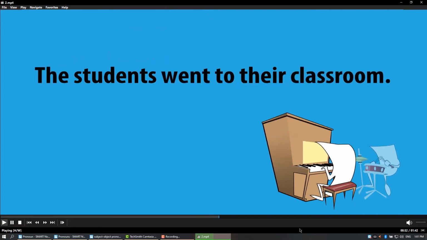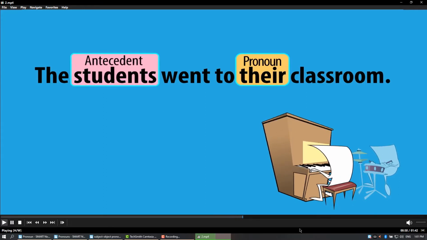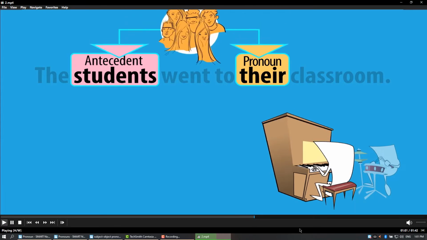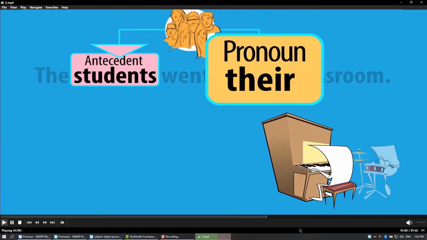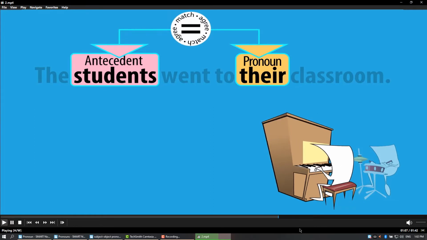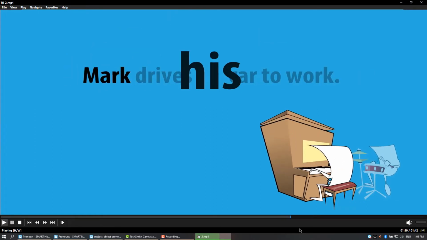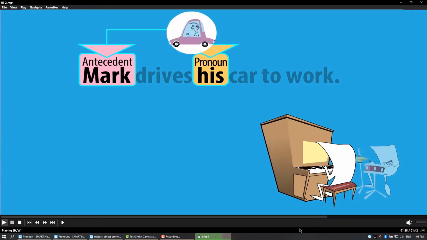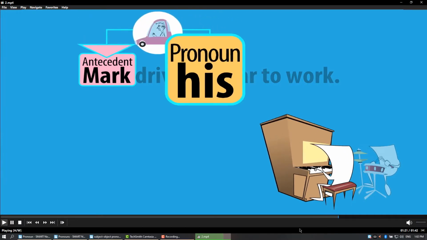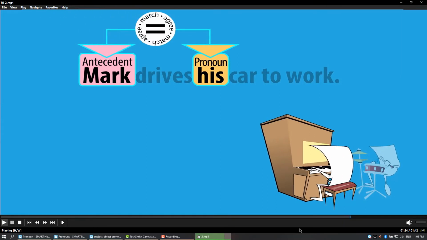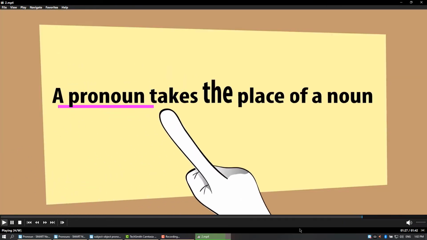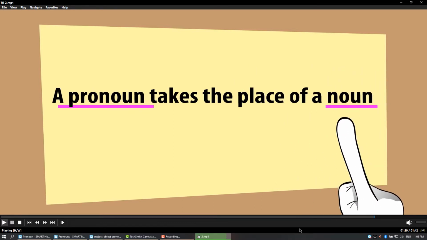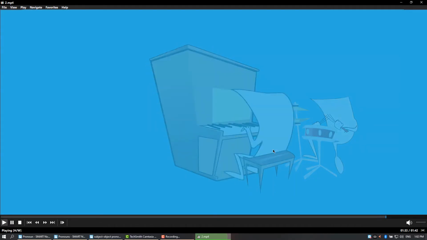The students went to their classroom. Their is the pronoun. Students is the antecedent. Since students is many people, the pronoun their is in agreement. Mark drives his car to work. His is the pronoun. Mark is the antecedent. Since Mark is one man, the pronoun his is in agreement. A pronoun takes the place of a noun.